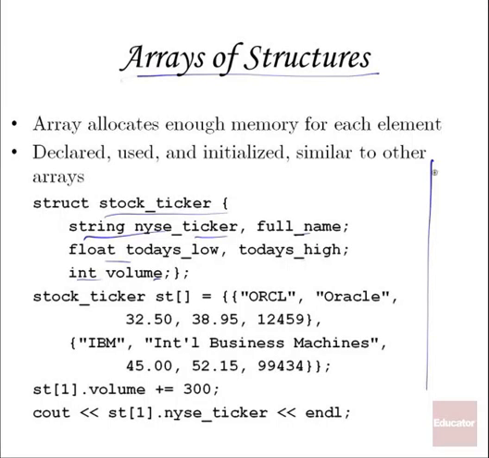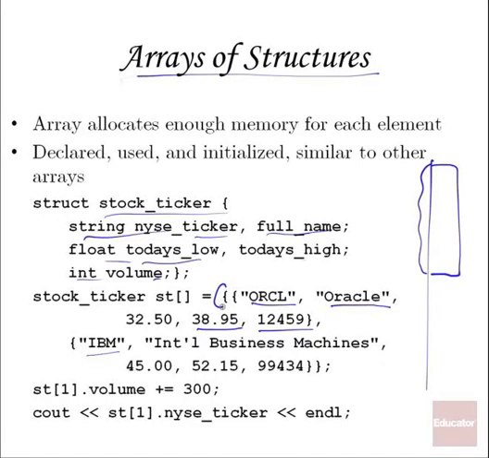It calculates exactly how much memory is going to be needed for each one. So here we have a stock ticker, which consists of a string for the New York Stock Exchange ticker. Its full name is Oracle, and this is Oracle. Today's low is 32, and it would be awfully miraculous if today's low actually was 32.5. And 38.9 is the high, and the volume was 12,459 shares traded hands. And IBM is the second stock ticker.